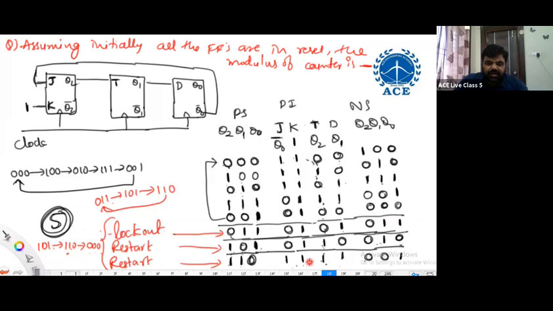Yes, Kumar. If the counter enters into unused states and goes through unused states only, that is called lockout. That's it, Kumar, 100%. If for each and every unused state it comes back to a used state, then we say that it is self-starting. I hope I'm clear with the concept which I would like to convey.